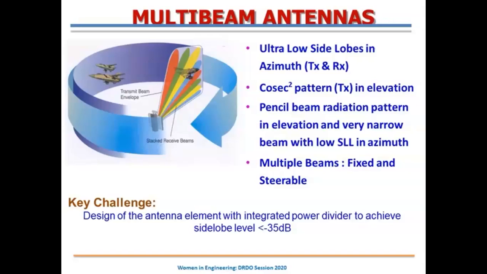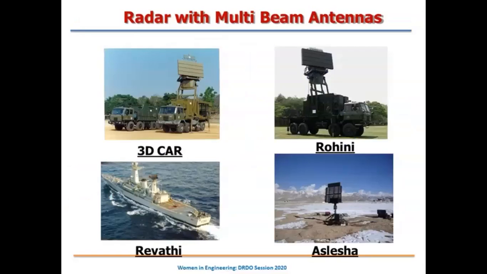The key design challenge for our antenna designers is that in the multi-beam antennas that were designed, we have an integrated power divider in order to achieve side lobe levels better than -35 dB. This is one of the key challenges when we work on these multi-beam antennas. These multi-beam antennas have been implemented in many of our radars like 3D CAR, Rohini, Ashlesha, and Revathi.